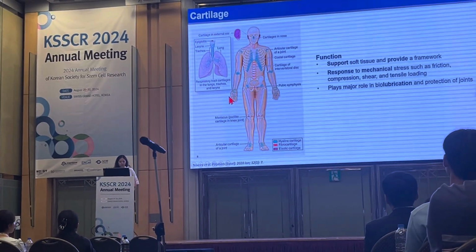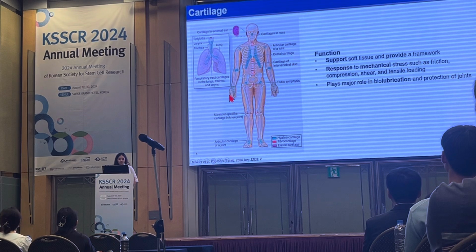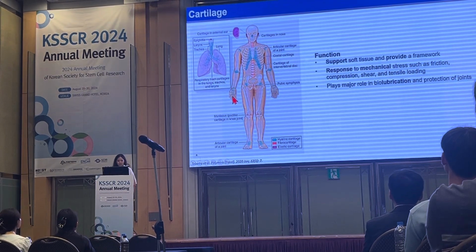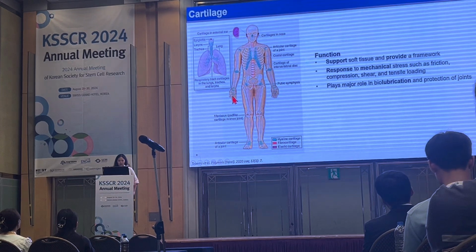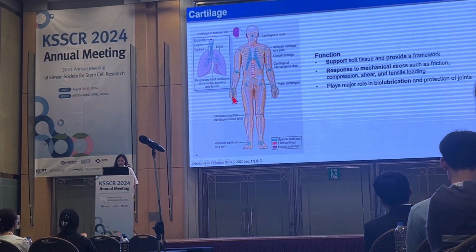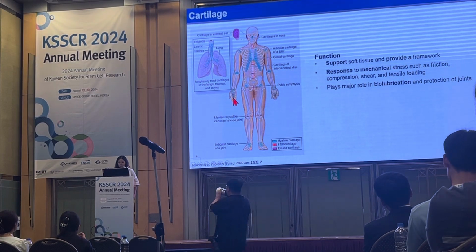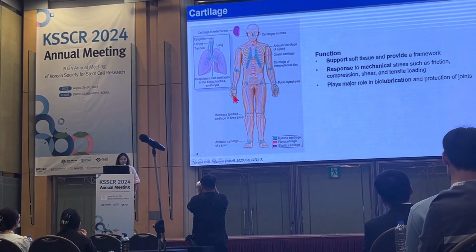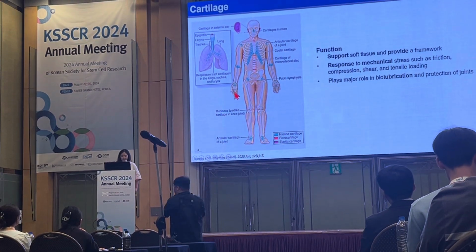So I want to first talk about the cartilage tissue. The cartilage can be found in most of the joints in our body and other organs as well. And the cartilage functions by supporting the soft tissue and providing a framework to the body. And it also responds to mechanical stress and protects the joints by lubrication.